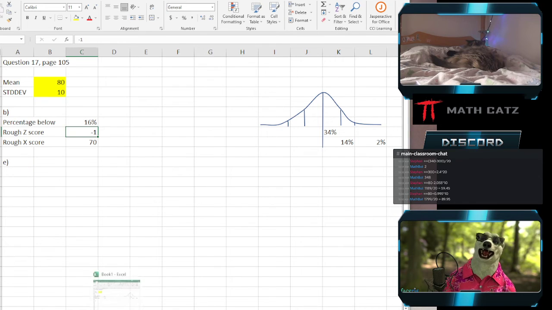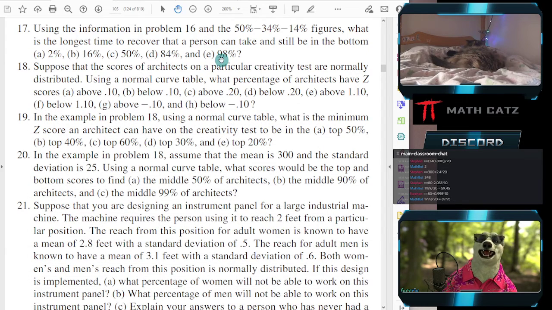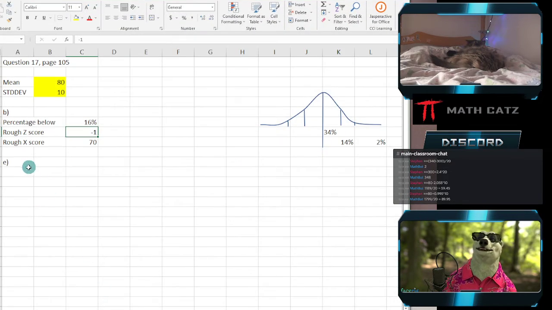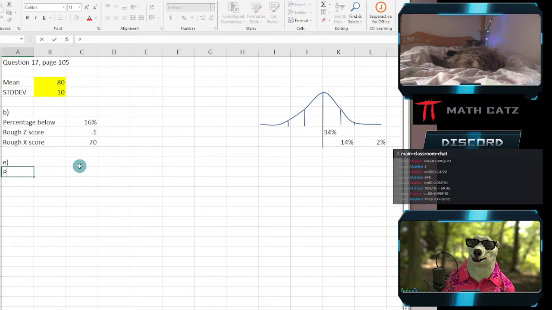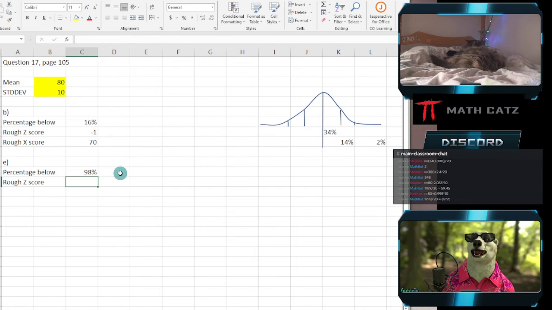Let's look at E. E, where's E? 98, so the bottom 98%. So I want percentage below, and I want 98%. I use my rough figures to guess what the corresponding z-score will be. It'll be over here, 1, 2. Then the top is 2%, so the bottom is 98. It'll be a z-score of 2.